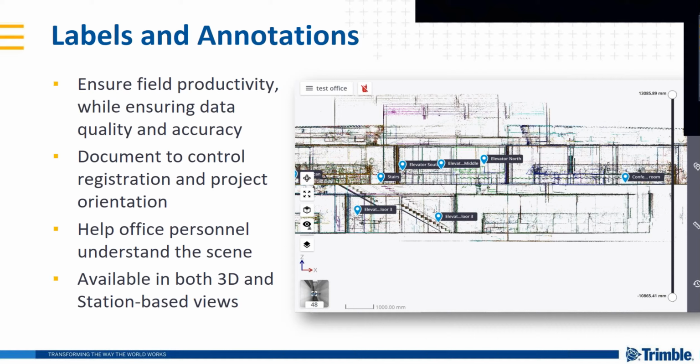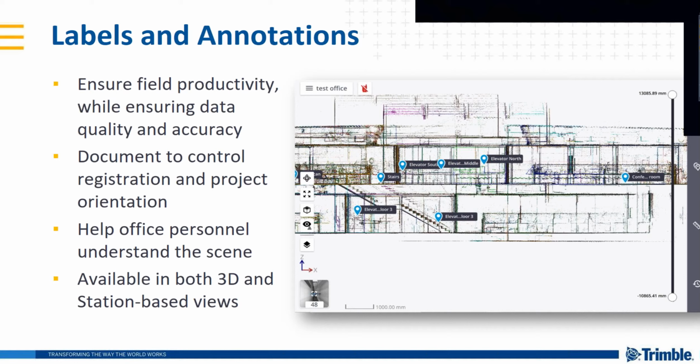One thing, or a couple of things you have, are labels and annotations. Labels is probably best described as grouping. As you go along, you have the capability to add labels into that particular scan, so you can group them, whether you're on floor 1, floor 2, or room 1, room 2, and so on.